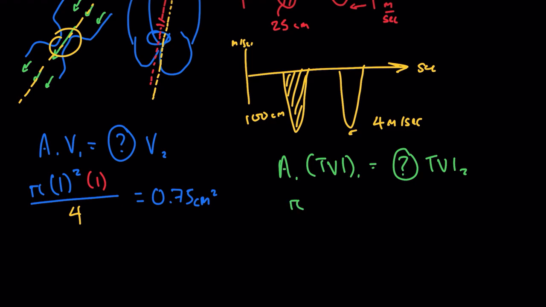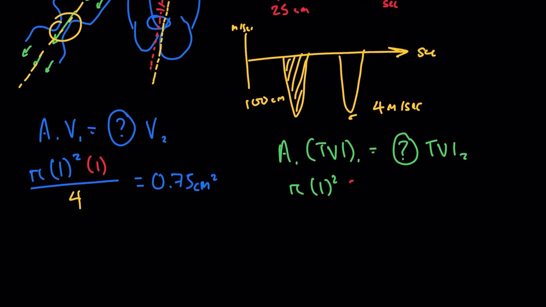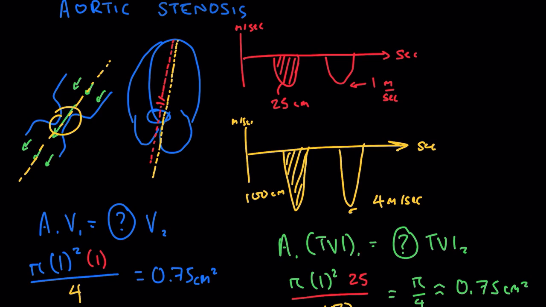The area of the LVOT is pi r squared, where that would be pi times 1 squared times, what did we say our TVI was, 25 at the LVOT, divided by a TVI of 100 at the aortic valve, which will give us, again, pi over 4, which will equal about 0.75 centimeters squared. Again, a severely stenotic or narrow aortic valve. So using this principle that all the blood that flows at the LVOT also then goes through the narrow aortic valve, and looking at how the velocity or the VTI change at those 2 points, we can calculate the cross-sectional area of the aortic valve.